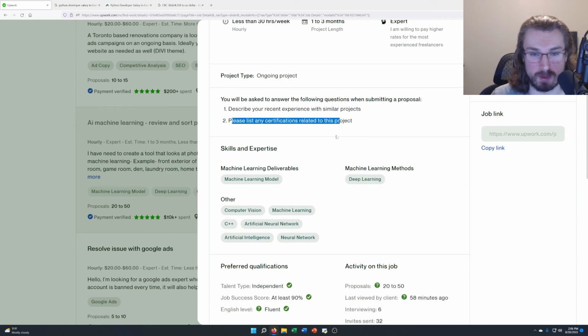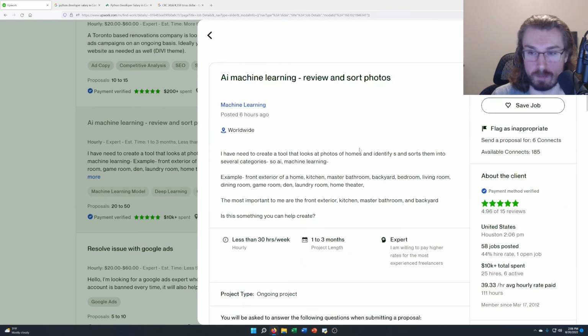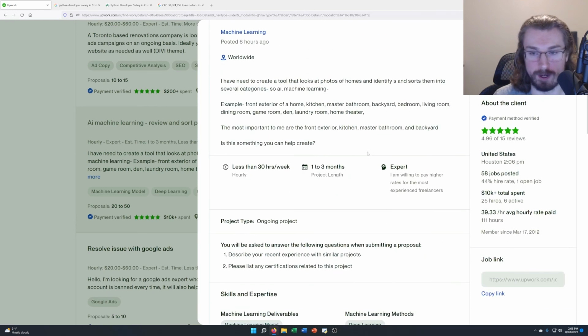And then they ask, please list any certifications related to this project. I don't think you would have certifications for this. So basically, to approach this, I wonder if you could do it with a large language model where you just ask, describe what this is, and then you parse out its response, where it says, this is a bathroom with a toilet.